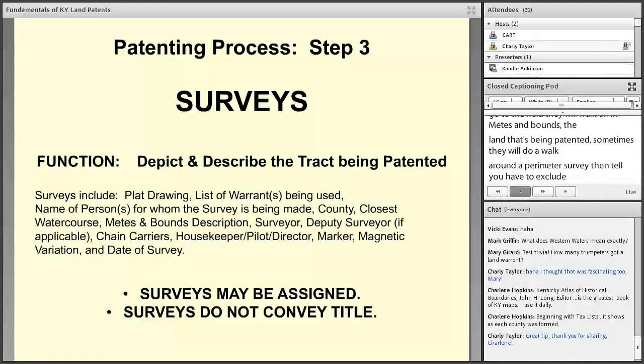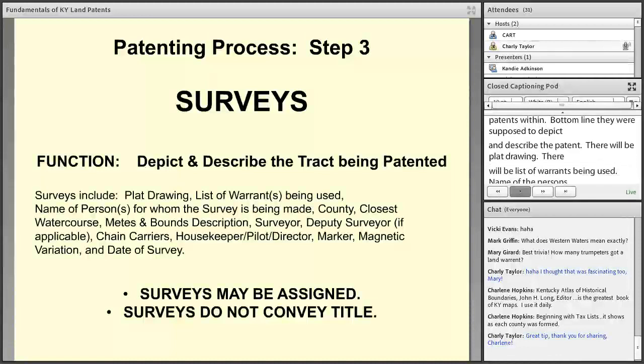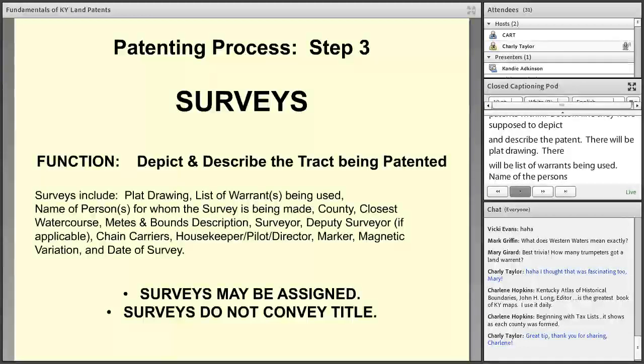There will be a plat drawing. There will be a list of warrants being used, the name of the persons for whom the survey is being made, the county in which the land is located, the closest water course, not necessarily on the water course, but the closest water course, metes and bounds description, surveyor, deputy surveyor if applicable, chain carriers, housekeeper, pilot director, they're all the same. They just make sure the law is being obeyed when the survey is being done. The marker who will blaze the trees, many will have magnetic variation, and then the date of survey.